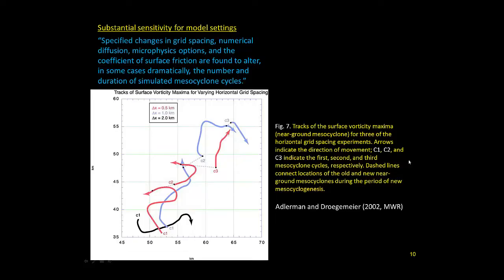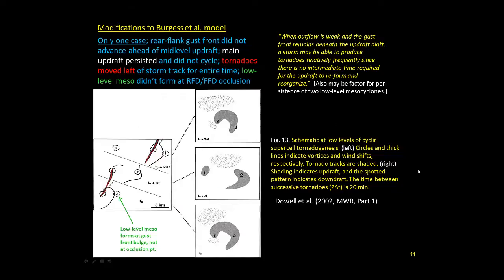And I've dabbled with cloud modeling a little bit, and I've noted the same thing, just small tweaks. Sometimes even running it on a different computer platform with the same settings can lead to different results. So that's not terribly surprising to me, but it does illustrate the difficulty in getting to these kinds of details. Well, then around the same time, or shortly after Adlerman, David Dowell and others came out with a study, and I think Howie Bluestein was part of that. This was a VORTEX case, I think it was the McLean, Texas case from the first VORTEX.